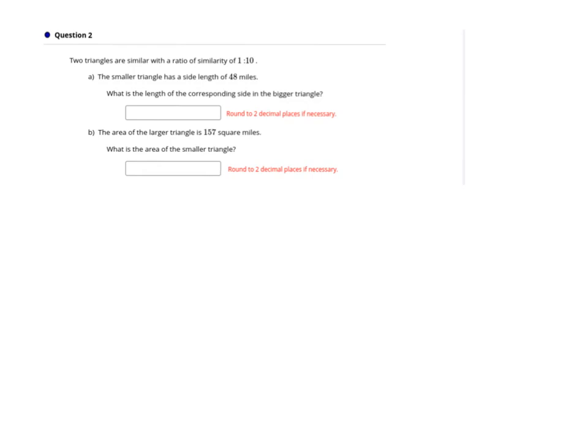And here we have the ratio of similarity assignment number 2. It says two triangles are similar with the ratio of similarity of 1 to 10. The ratio of similarity is the same as the linear ratio. So I have a linear ratio of 1 over 10. It says the smaller triangle has a side length of 48. The side means that we're looking at the linear ratio of 48.